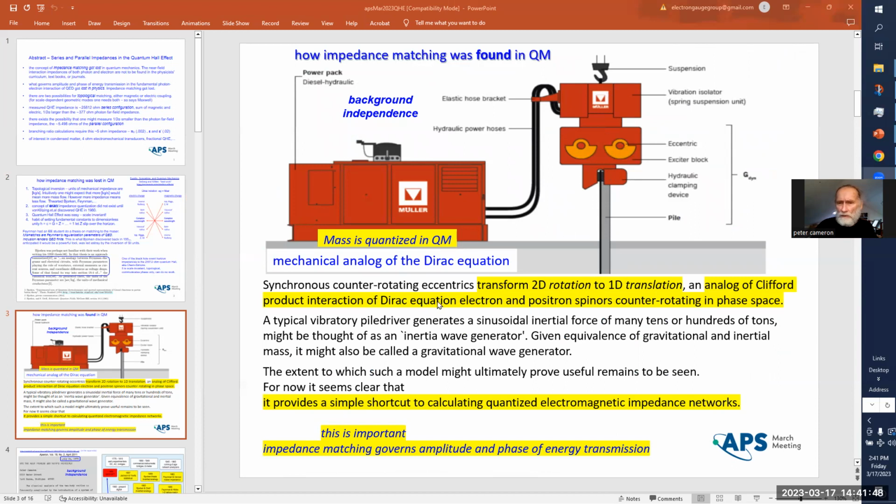The interaction of the Dirac equation electron and positron spinors counter-rotating in phase space gives us a mechanical impedance, a way to calculate mechanical impedances. And mass is quantized in quantum mechanics. So right away, you've got a quantized electromagnetic impedance network.